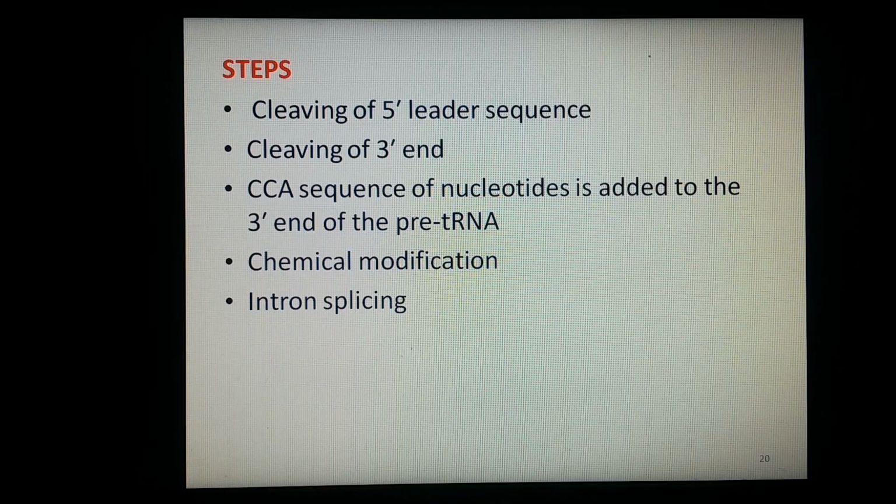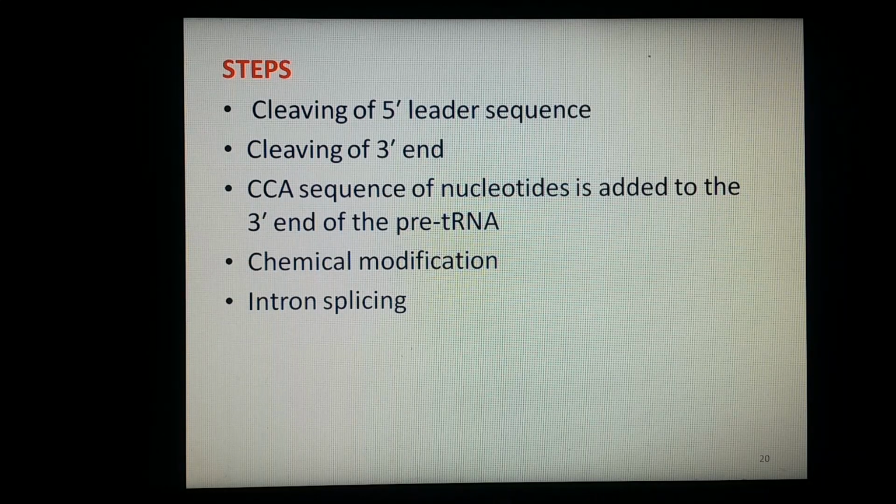The third step is the addition of the CCA sequence. In all eukaryotic pre-transfer RNAs, but in bacteria only some, and in archaeal pre-transfer RNAs, a CCA sequence of nucleotides is added to the 3' end of the pre-transfer RNA after the original 3' end is trimmed off. We discussed in the second step the trimming of the 3' end. After that the CCA sequence of nucleotides is added to this site, and this CCA is the site at which the transfer RNA amino acid will be added later on.